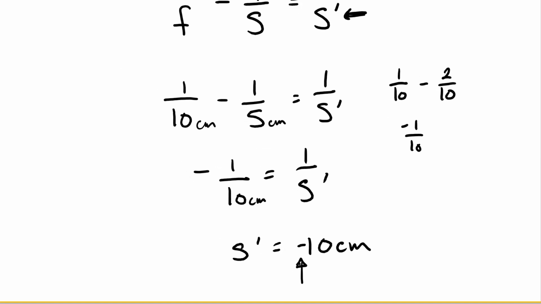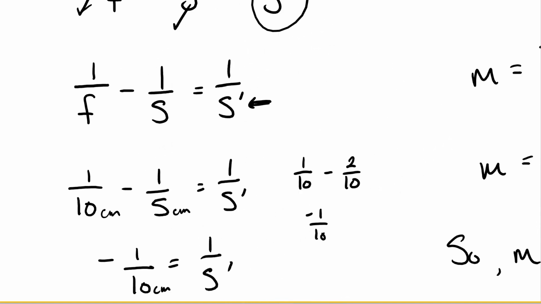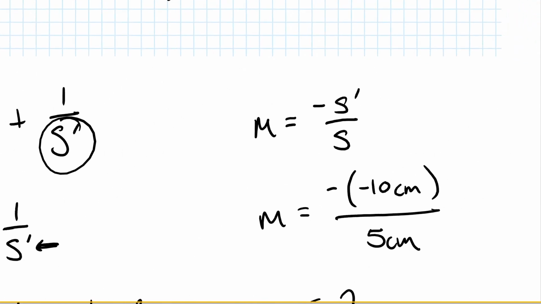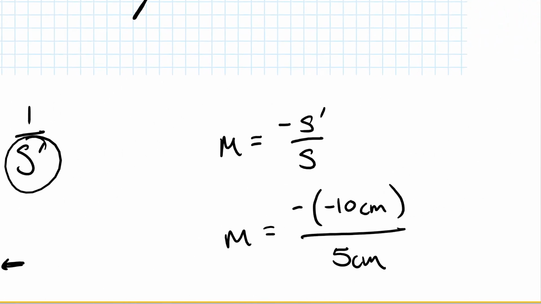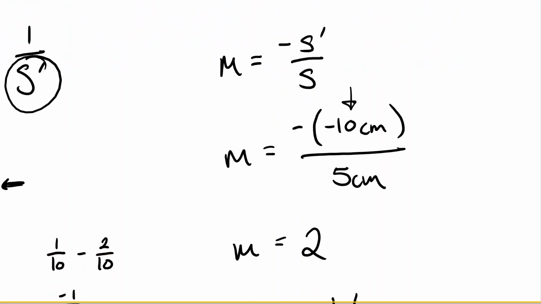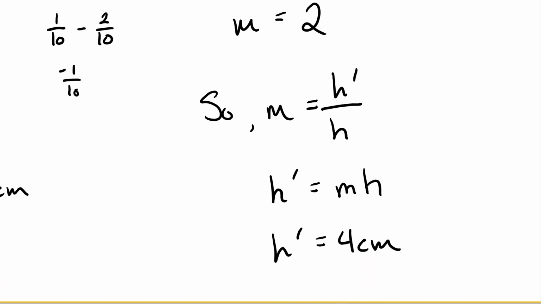But now I've got to take this and look at the magnification. So the magnification is minus the image distance, so this is going to be 10 centimeters divided by the object distance, 5 centimeters, which gets me 2. So twice as big. So the image should be 4 centimeters tall, or 8 boxes.